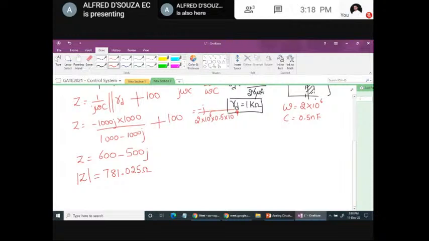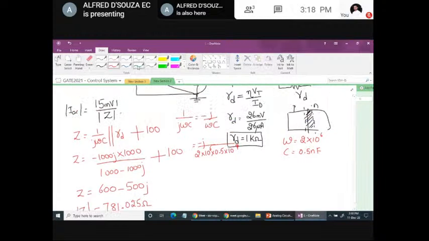You have to be very careful. Don't try to round off the values because this is a numerical answer type. So most probably you will have to enter the value up to 2 decimal places accuracy. If you round off in each and every step, then the rounding error will accumulate and your answer will be way off. So substitute this value in the equation. What I get is 5 millivolt divided by 781.025 ohm. So the value of IAC is 6.4 microampere.